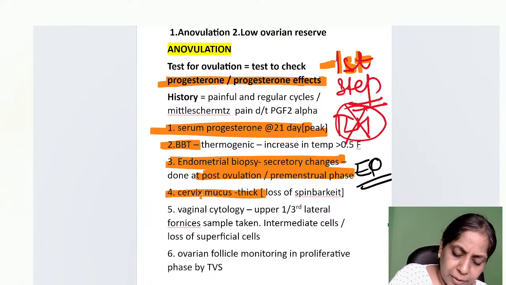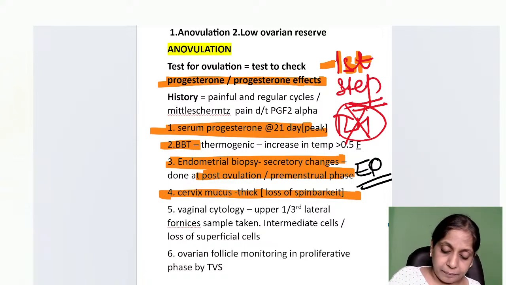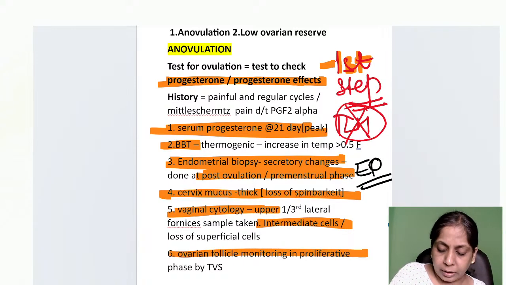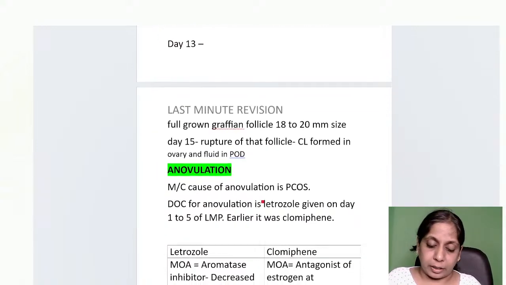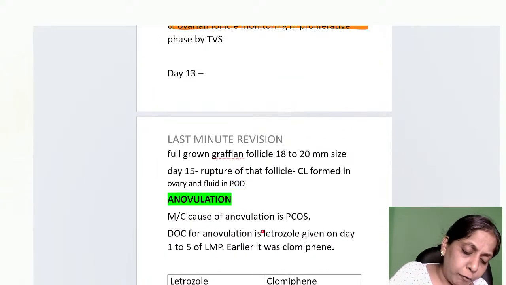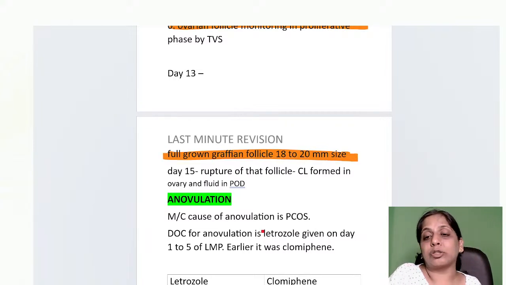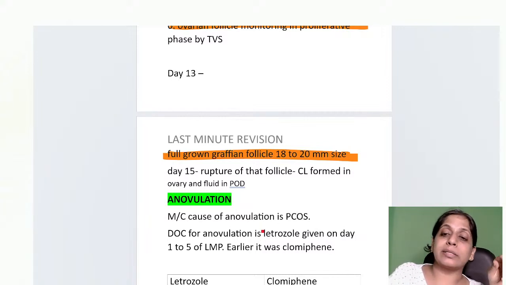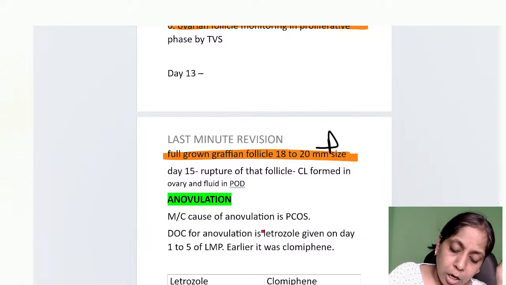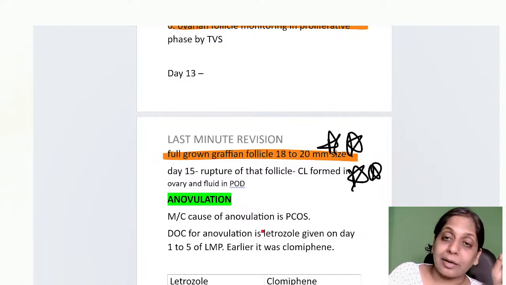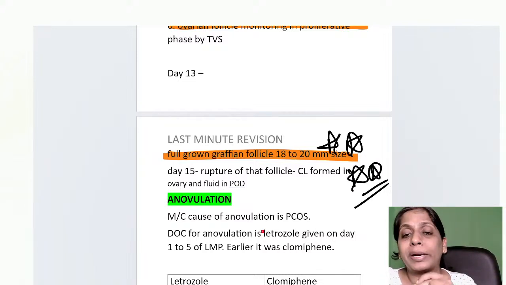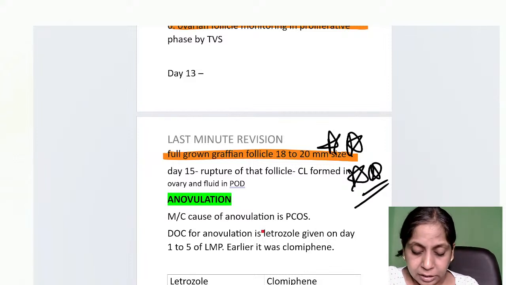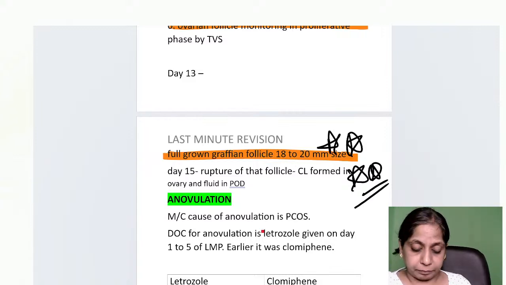Progesterone makes the cervical mucus thick. On the vaginal cytology, we see the intermediate cell, and we can also monitor the ovarian follicle by ultrasound. A full grown Graafian follicle has a size of 18 to 20 mm. That is what is asked in your exam, and you people always forget, so I will also put a black star here. 18 to 20 mm is the size of the mature ovarian follicle.